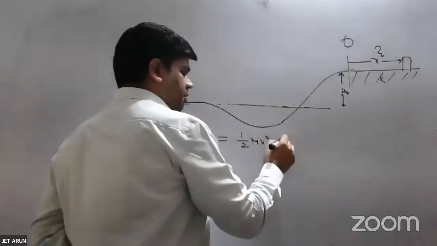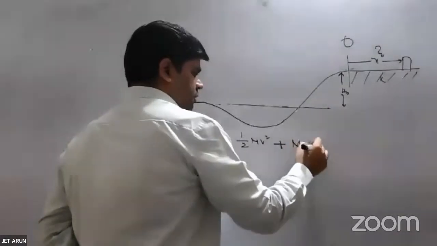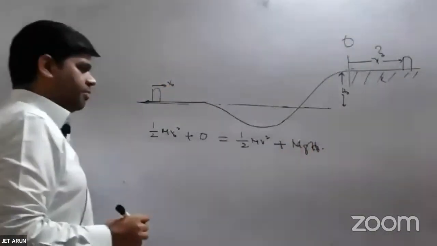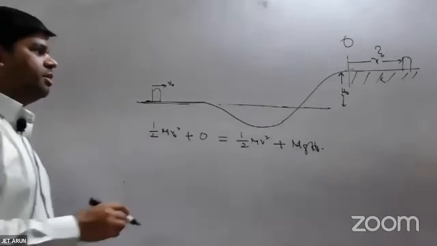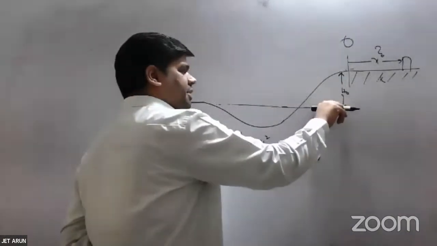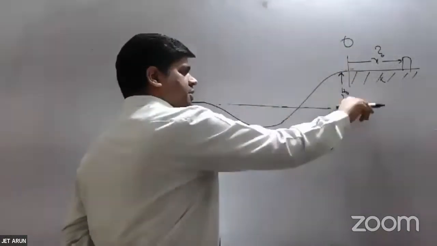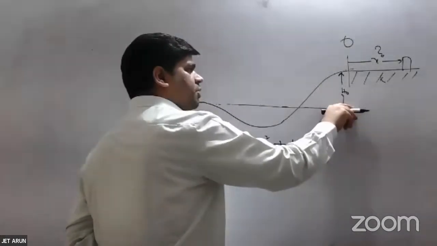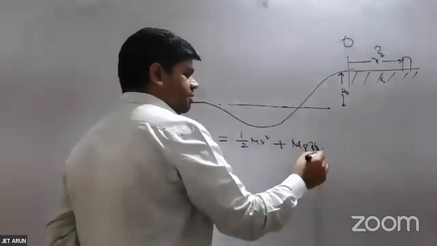Half mv square plus mgh naught. Why is it mgh naught? Because the rise in gravitational potential energy is mgh naught. This is zero level. I've taken this to be zero, so this is mgh naught. So energy over there is mgh naught.